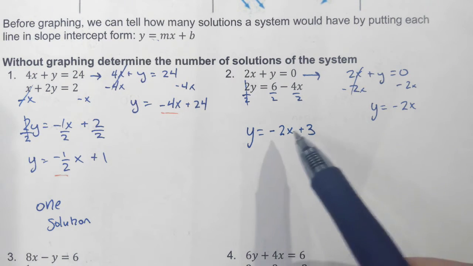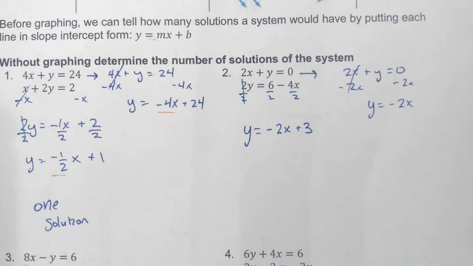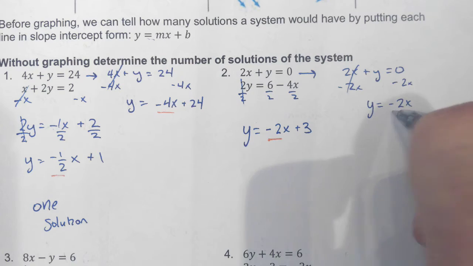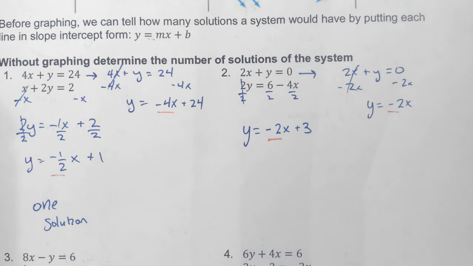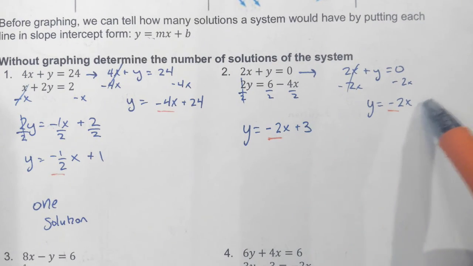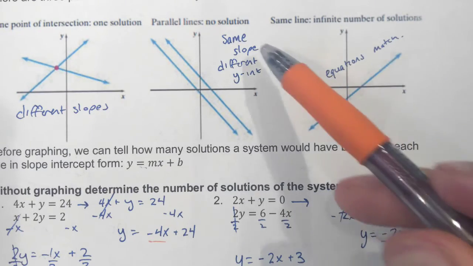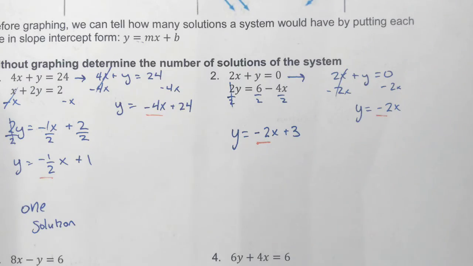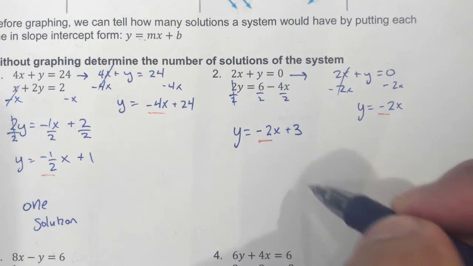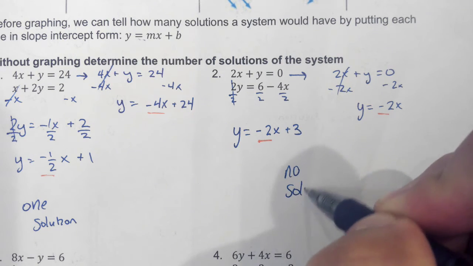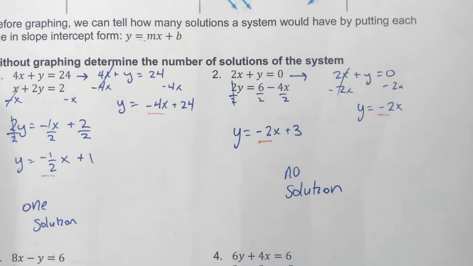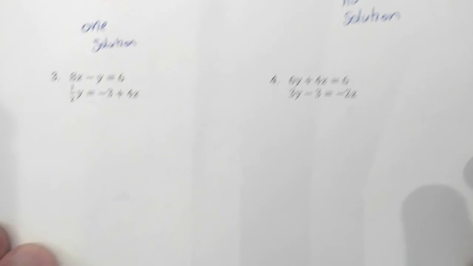All right, let's look at our slopes. Negative 2 and negative 2. Same slopes. Let's look at the y-intercepts. They're different. Same slope, different y-intercepts. What's that mean? No solution. Those lines would be parallel. Number 3, let's look at it.